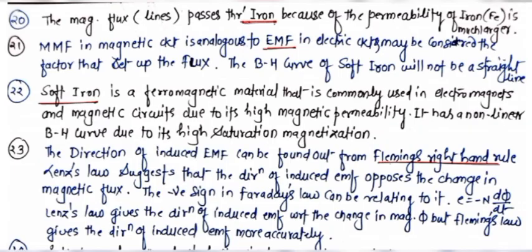The direction of induced EMF can be found out from Fleming's right-hand rule. Lenz's law suggests that the direction of induced EMF opposes the change in magnetic flux. The negative sign in Faraday's law is related to it: e is equal to minus N d phi by dt. Lenz's law gives the direction of induced EMF with respect to change in magnetic flux, but Fleming's law gives the direction of induced EMF more accurately.